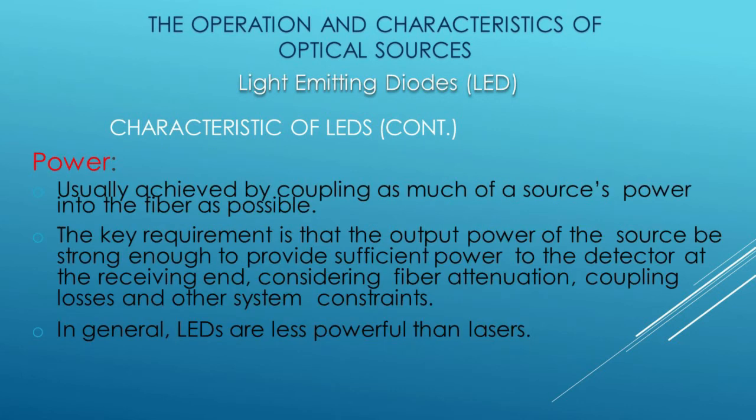Power. This is usually achieved by coupling as much of a source's power into the fiber as possible. The key requirement is that the output power of the source be strong enough to provide sufficient power to the detector at the receiving end, considering fiber attenuation, coupling losses, and other system constraints. In general, LEDs are less powerful than lasers.